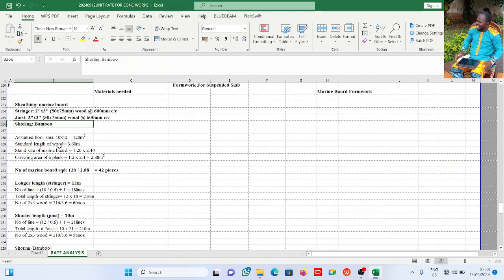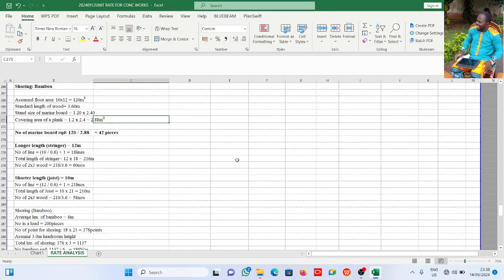A marine board is 1.2 by 2.4, so the total coverage in square meters is 2.88. 1.2 times 2.4, that's 2.88. For me to know how many pieces of marine board I'm going to need for 120 square meters, it is 120 divided by 2.88, that is 42 pieces. Now of course I cannot just put only this here, there needs to be something to support it. That's where the stringer and the joist come in.